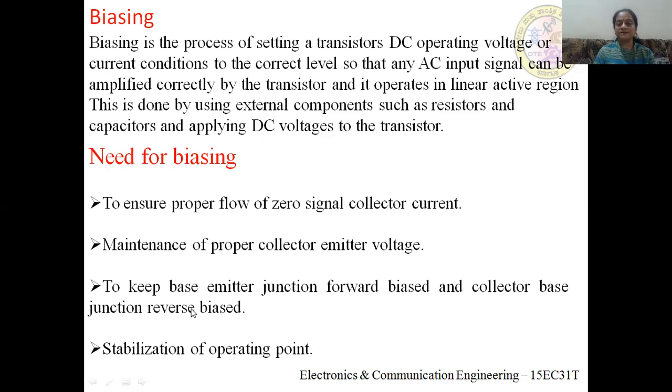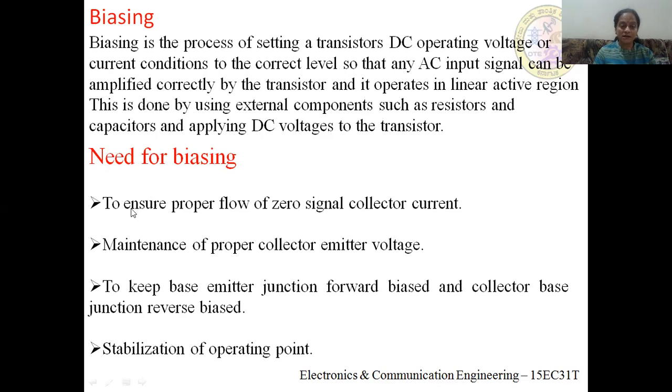As we studied in the previous slide, the operating point is nothing but, without applying a signal, the amount of collector current that flows and the collector emitter voltage. So once the operating point is fixed, if temperature changes or any parameter changes, it should not move. That is called stabilization of the operating point. That is fixing of the operating point.